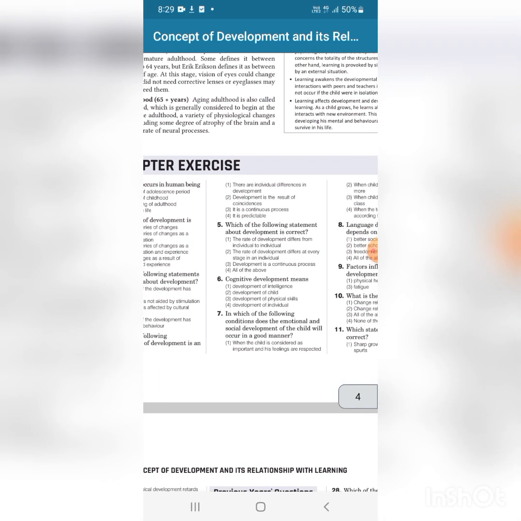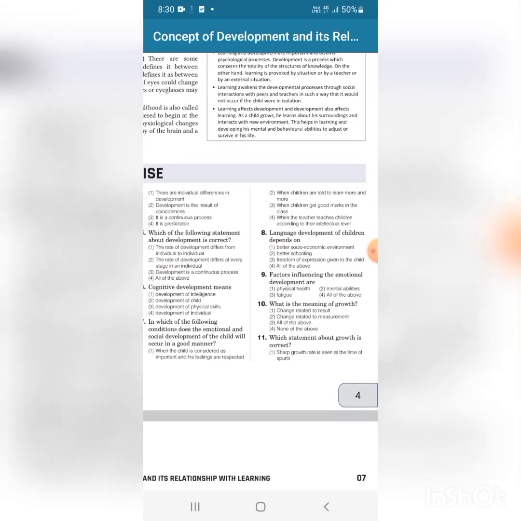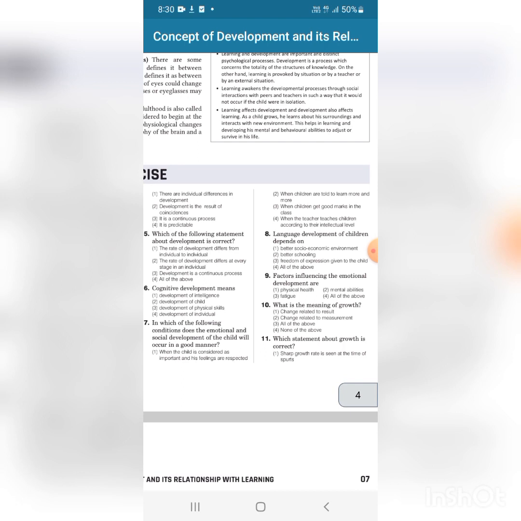And sixth one, cognitive development means development of intelligence. So, cognitive means development of mental ability in a child. Now, the seventh question, in which of the following conditions does the emotional and social development of the child occur in a good manner? So, the answer would be, when the child is considered as important and his feelings are respected.